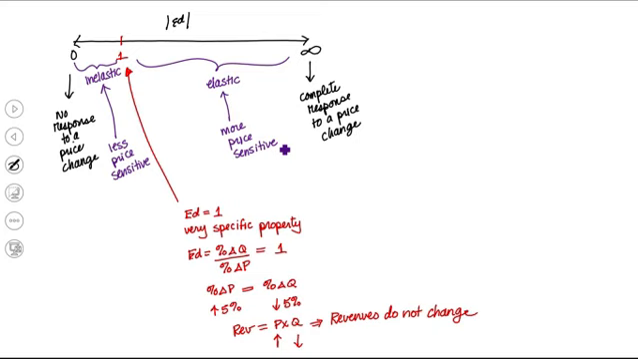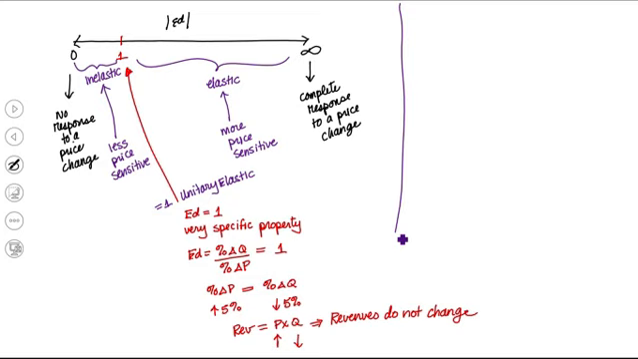So less than 1, inelastic, not that price sensitive. Greater than 1, elastic, we are price sensitive, we are responding. And then when it's equal to 1, we call that unitary elastic. Unitary elastic. So I know that is a lot.